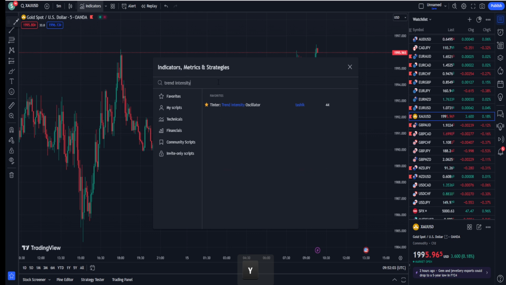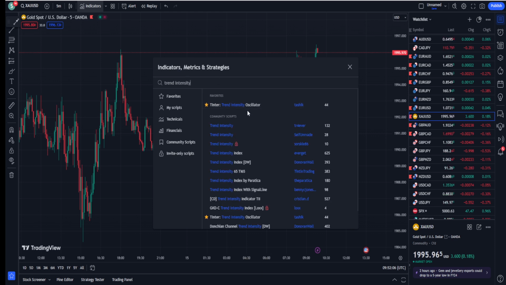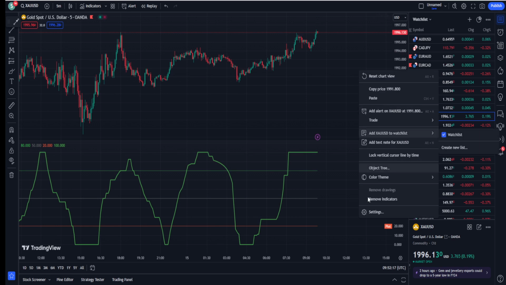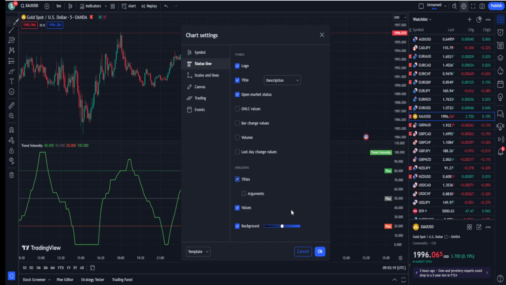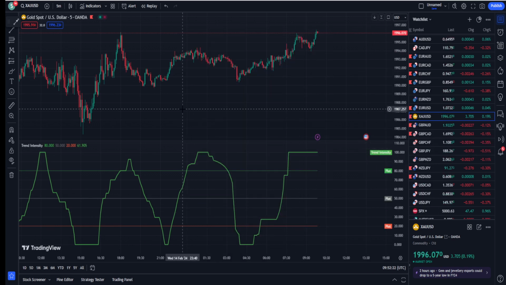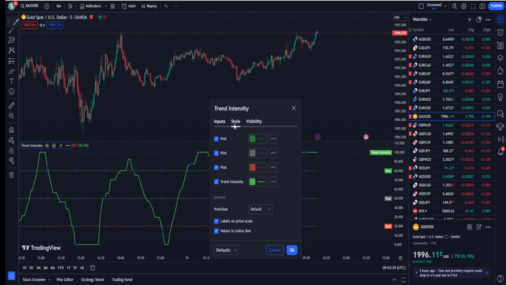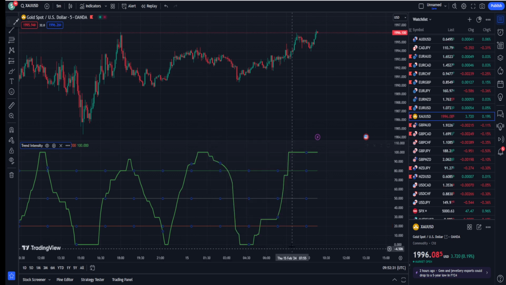Okay, so when you write trend intensity on TradingView, you will see that this indicator is quite new. It has only 44 likes at the moment, and it is called the trend intensity oscillator. Okay, so once we attach this indicator on our screen, it will look just like an RSI. But again, I repeat that RSI is a lagging indicator. So this indicator is going to do wonders for you if you use it in the way I am going to explain in this video.